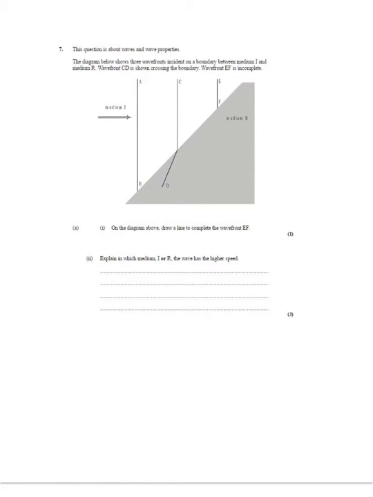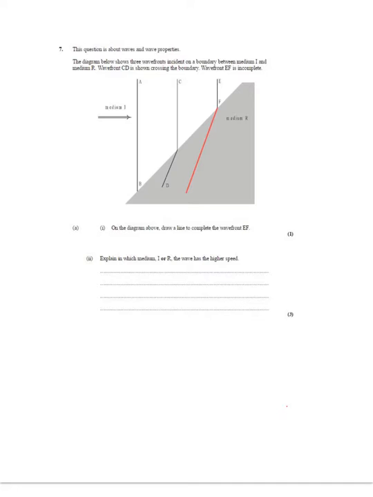This is a less mean question, but it's similar. The diagram below shows 3 wavefronts incident on a boundary between medium L and medium R. Okay, wavefront CD is shown crossing the boundary. On the diagram, draw a line to complete wavefront EF. So basically you need to make sure that it's parallel to this one. Okay, so you would just get a ruler and you would try and draw as closely as possible a line which is parallel. Not like this one, which is rubbish. Let me do it again. There you go, that's much better.